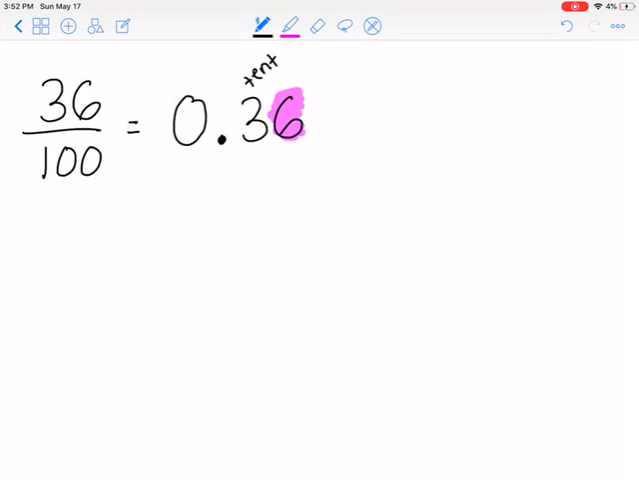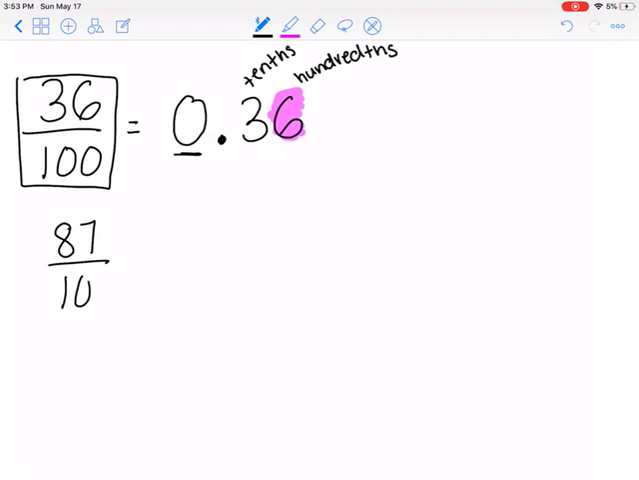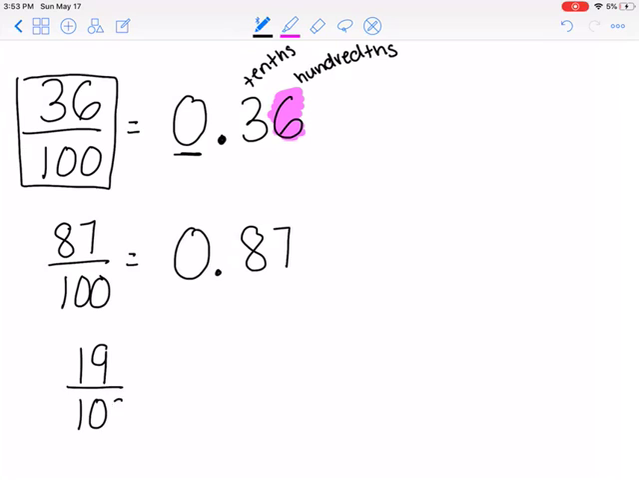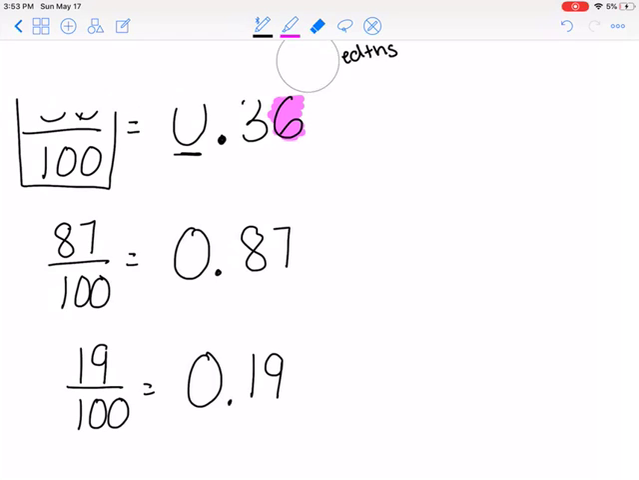Remember, it goes tenths and hundredths. There is no whole number here because it is a fraction. It is not a mixed number. Okay, the next one, 87 hundredths would be written as 0.87. Next one is 19 hundredths, which would be written as 0.19. Okay, so that's the first set.